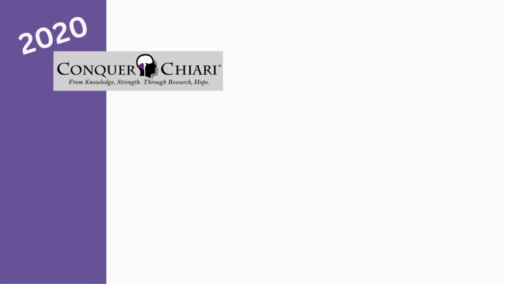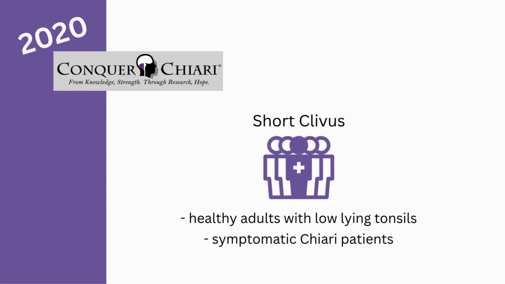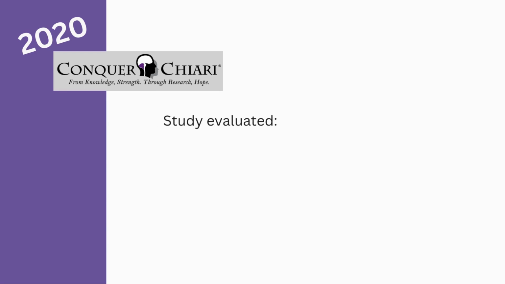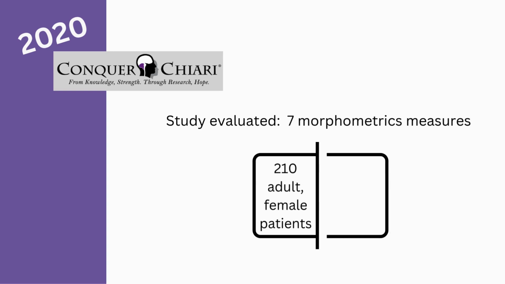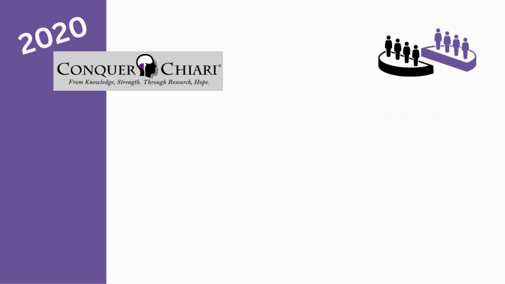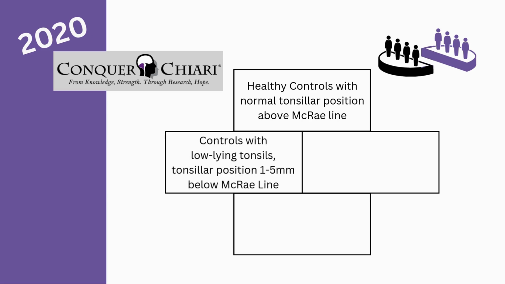Finally, a 2020 Conquer Chiari study found that a short Clivus may distinguish healthy adults with low-lying tonsils from symptomatic Chiari patients. This study evaluated 7 morphometric measures on 210 adult females with symptomatic Chiari and 90 female controls. The subjects were divided into 4 groups. Healthy controls with a normal tonsillar position above the McRae line. Controls with low-lying tonsils, defined as a tonsillar position of 1 to 5 millimeters below the McRae line.